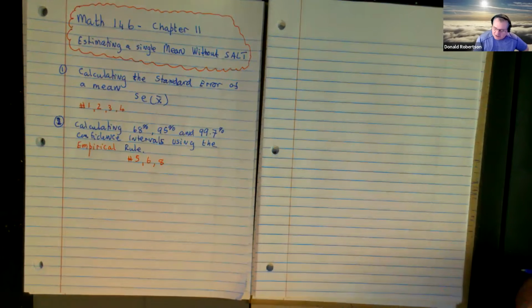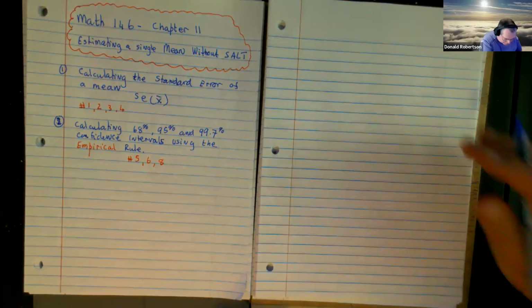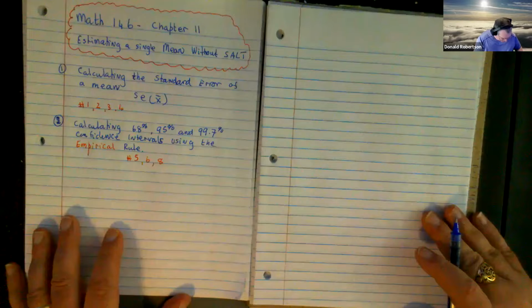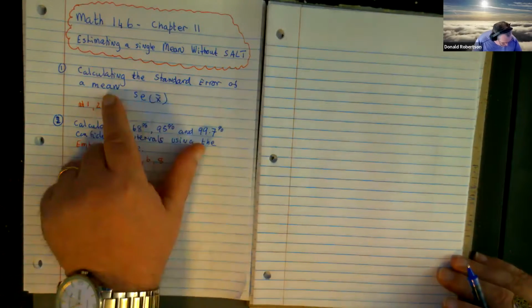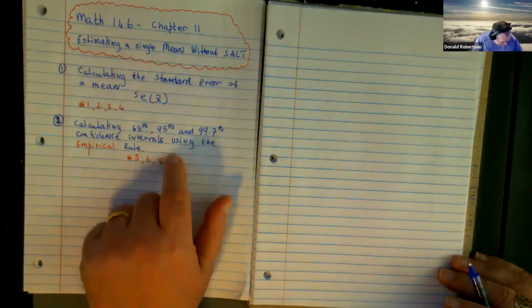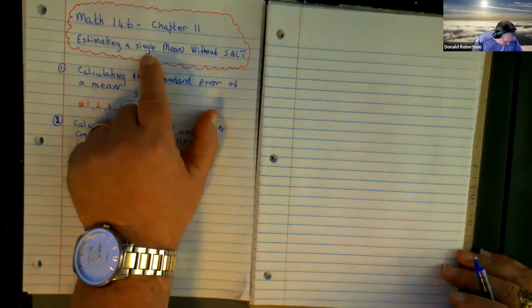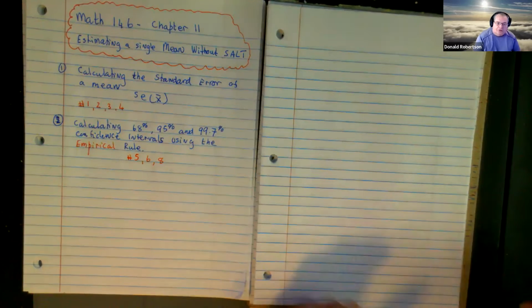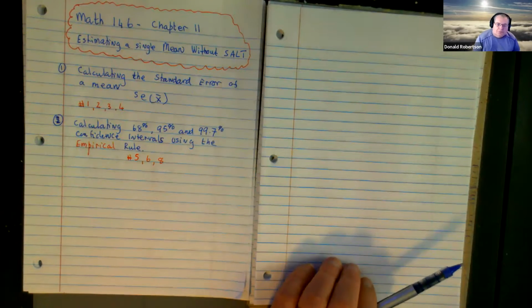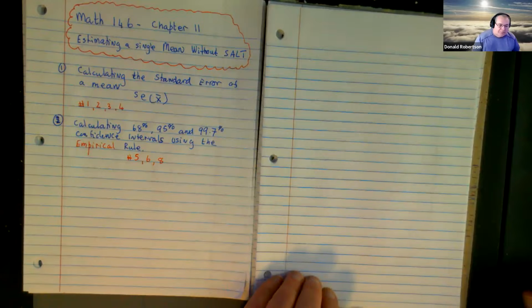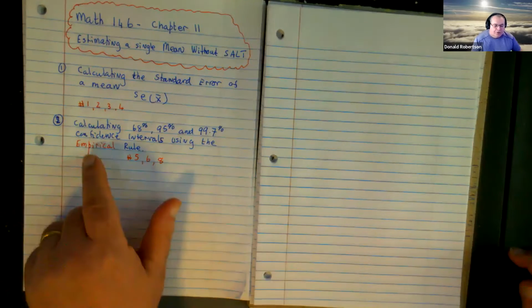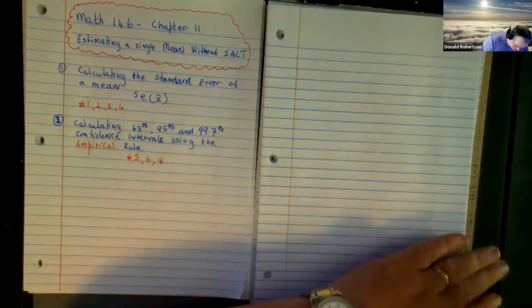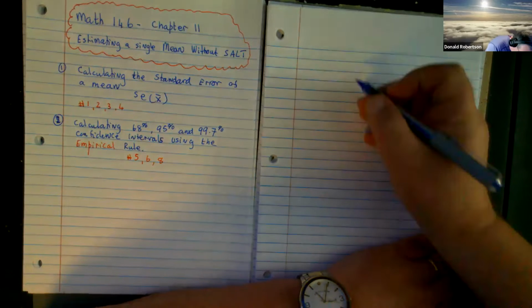We use the same techniques that we use for calculating proportions, right? Estimates for proportions, intervals, confidence intervals in particular. In this section we are going to do estimating a single mean from a sample without using salt. So we're going to do it by calculation, essentially, and we're going to use the empirical rule. Let's just remind you how the empirical rule works.